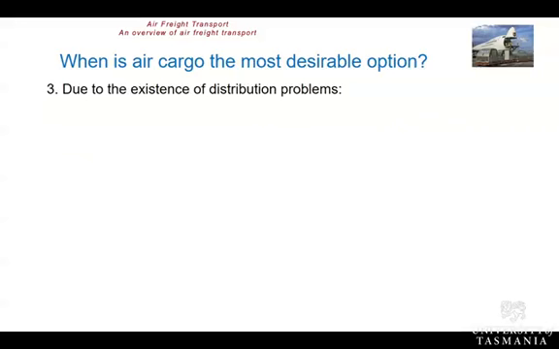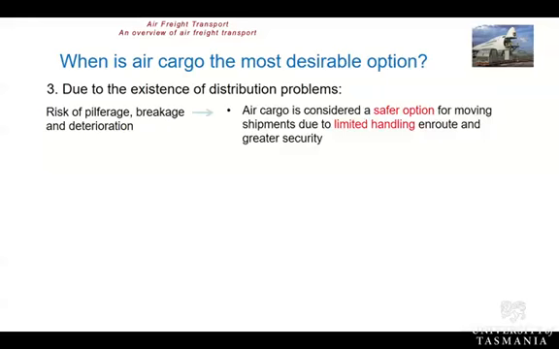Another reason why air cargo is often the most desirable form of movement is if there's issues in regards to the distribution. So distribution being the supply chain of getting those goods into the marketplace. So if there's a chance that the goods might be pilfered, if they might be broken into, generally you find air cargo is a more secure and safer option of moving your goods into the marketplace. You've got greater security, and it's in the air for a shorter period of time.